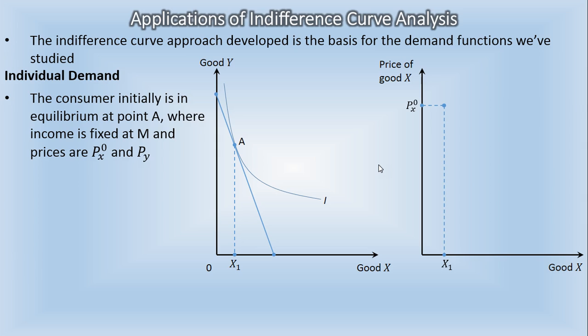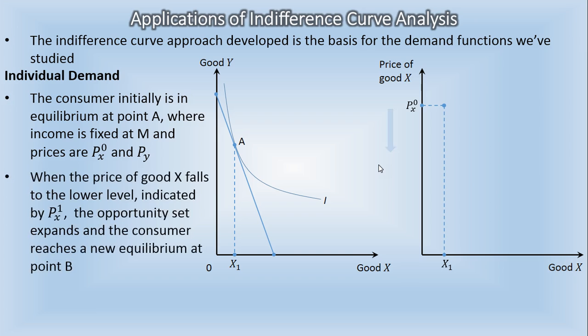Over here, we've got the XY plane represented by a market, where you've got the price of the good on the Y-axis and the amount of the good on the X-axis. So the consumer consuming this amount of X corresponds to this same amount of X at the price P0X, which is embodied in the slope of our budget line, the relative price of the two goods, the market rate of substitution. When the price of good X falls to the lower level, indicated by P1X, the opportunity set expands and the consumer reaches a new equilibrium at point B, right?